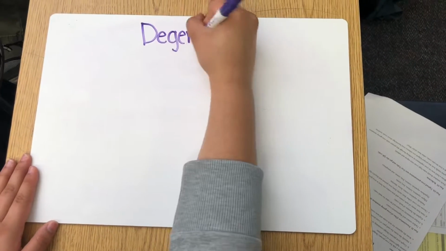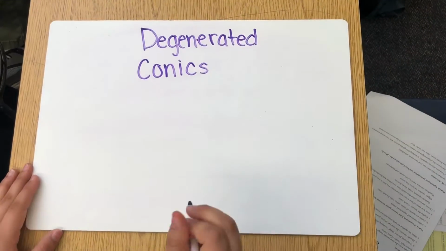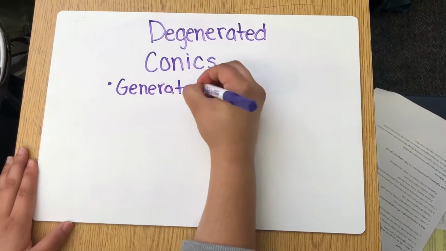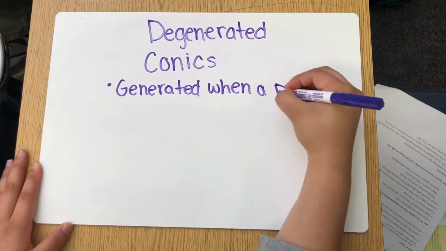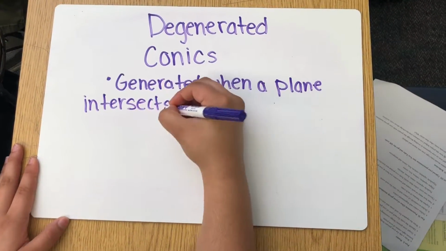The second one is degenerate conics. They are generated when a plane intersects the vertex of the cone. There are also three types of them, which are a single point, a line, and two intersecting lines.